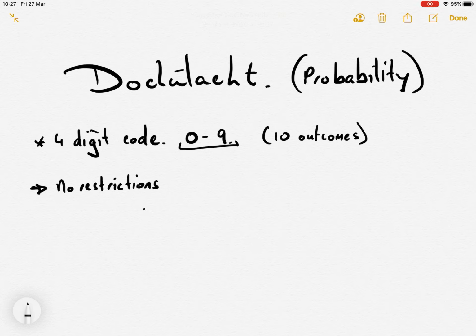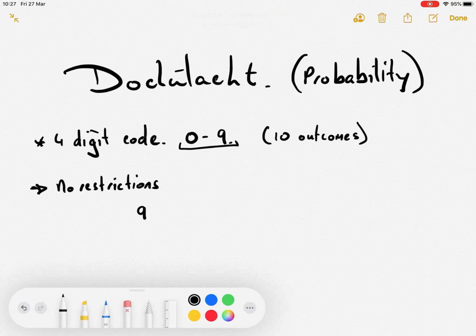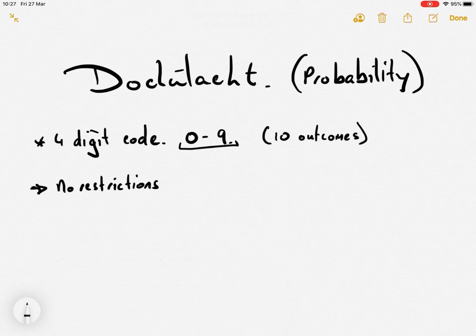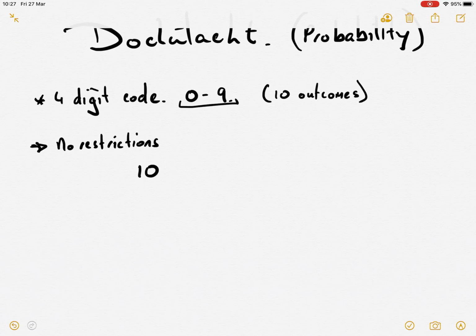So I have any one of the 10 outcomes for the first digit. And again, I can use any one of the 10 for the second digit. And it's a 4-digit code, so I have 10 by 10 by 10 by 10. That would give me 10,000 as the answer for that. And that would be a 4-digit code with no restrictions.